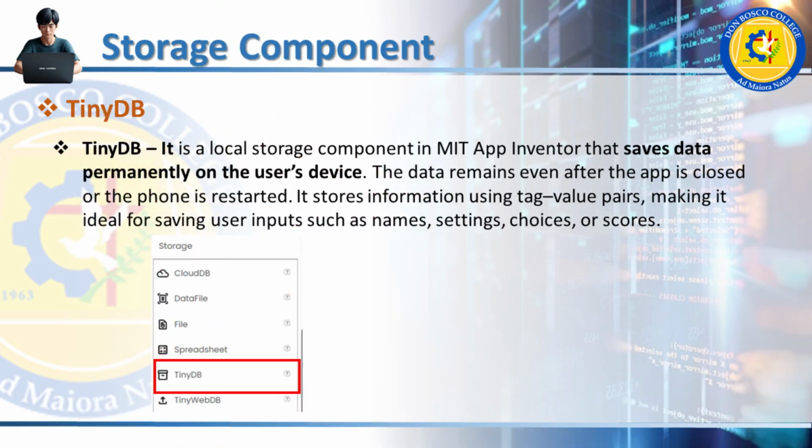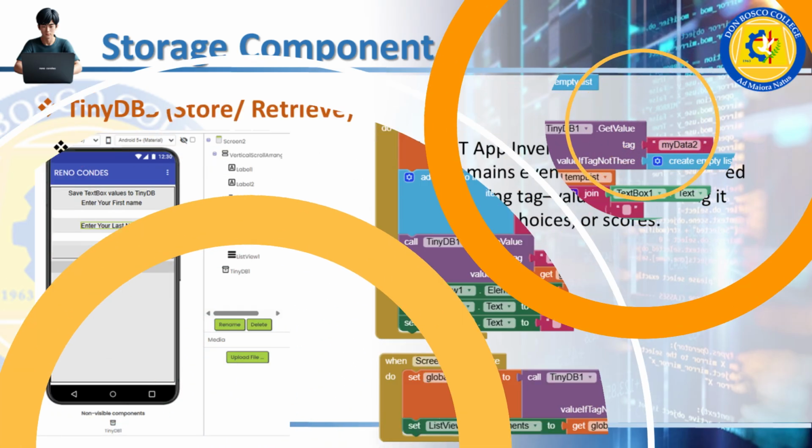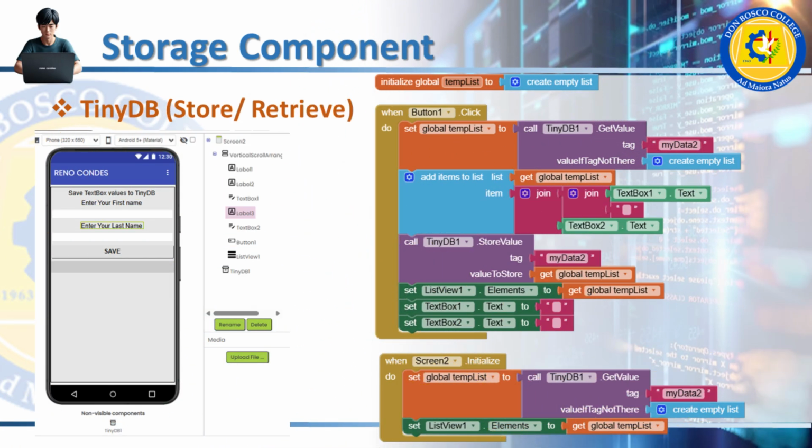Okay, let us focus on TinyDB. TinyDB is a local storage component in MIT App Inventor that saves data permanently on the user's device. The data remains even after the app is closed or the phone is restarted. It stores information using tag value pairs, making it ideal for saving user inputs such as names, settings, choices, or scores. The following is the block code for storing and retrieving data on a device. After this, please watch the demonstration so that you can follow how TinyDB is used in App Inventor to store and retrieve data using blocks.